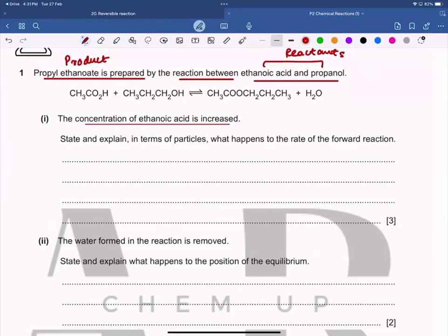Yes. Yes. Yep. Is this clear? Okay. So the concentration of ethanoic acid is increased. So ethanoic acid is what? Reactant or a product?